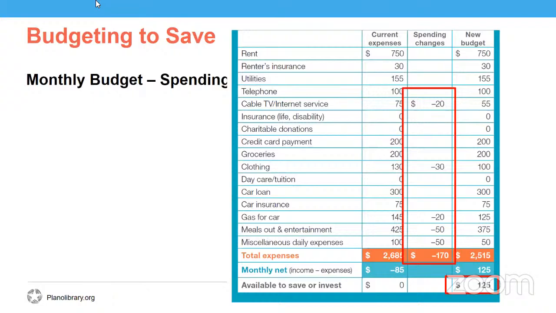So do y'all see that? And the spending changes, she decided she was going to cut back on maybe some of her internet or television subscription services, cut back on the clothing that she's spending on a month. We managed to save a little bit on gas, eating out, meal expenses, and some of her miscellaneous daily expenses. Those $8 lattes, I presume. So she's able to cut $170 out of the monthly budget.